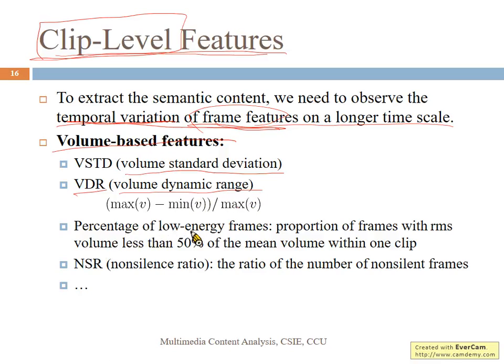Or maybe the percentage of low-energy frames, like the proportion of frames with a root mean square volume less than 50% of the mean volume. What is the percentage? Or the non-silence ratio, the ratio of the number of non-silence frames in this clip. So all these are calculated based on frame-based volume features.